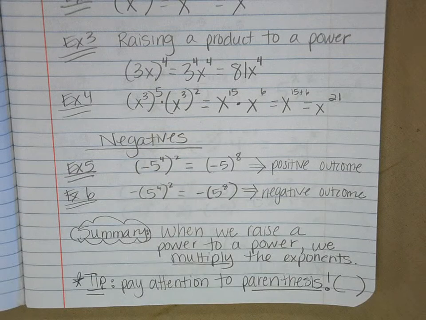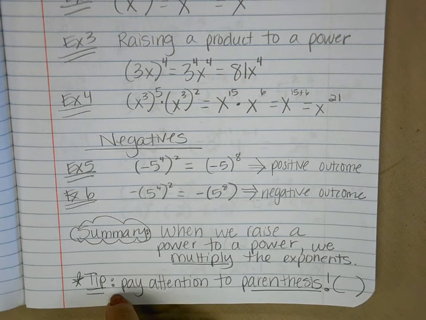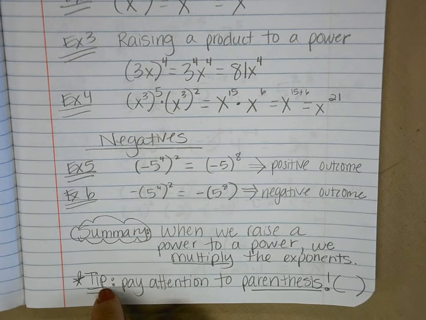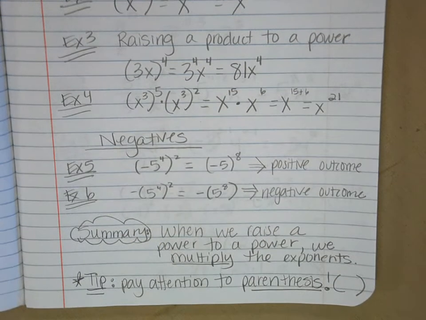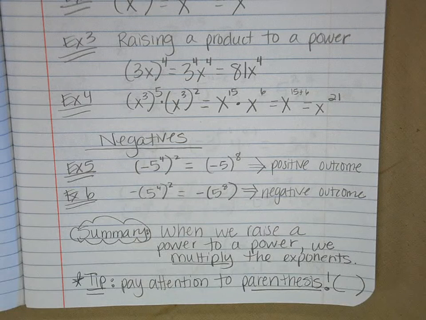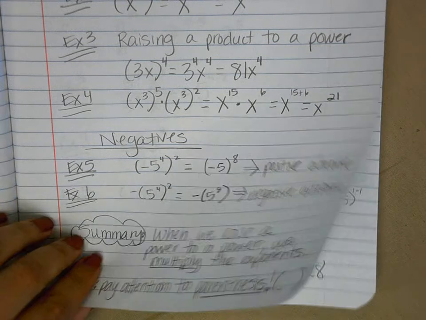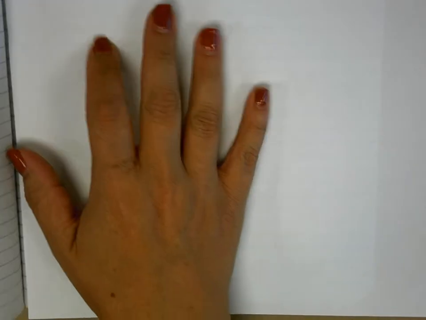So that's it for 1-3, and then we're going to do 1-4 before we do the practice. Any questions on raising a power to a power? So if you see this, power to a power, you multiply. Okay, so 1-4 is division with exponents.